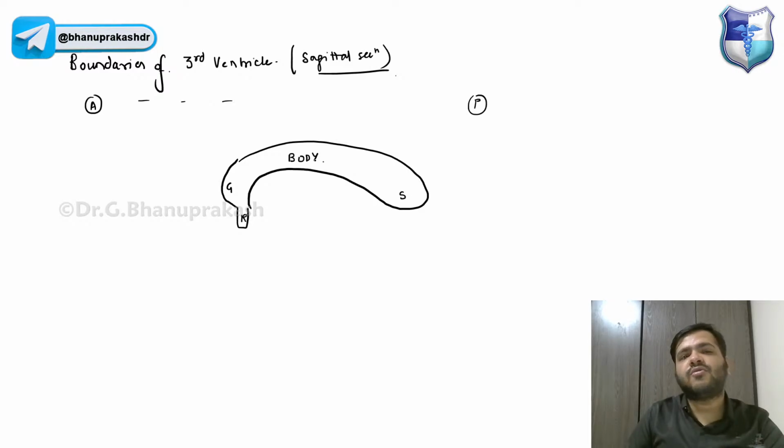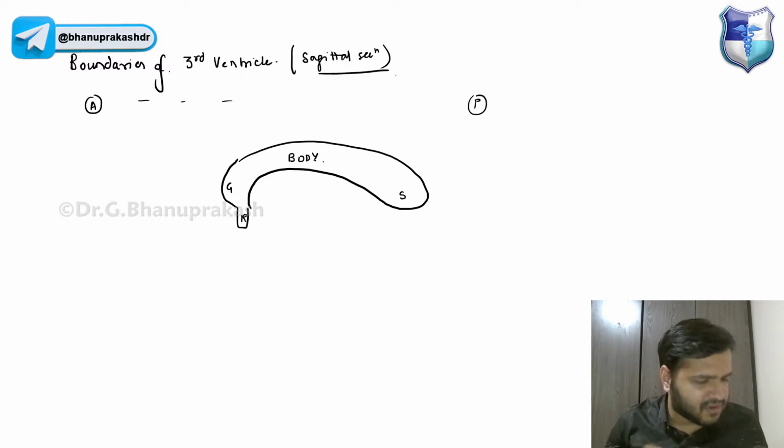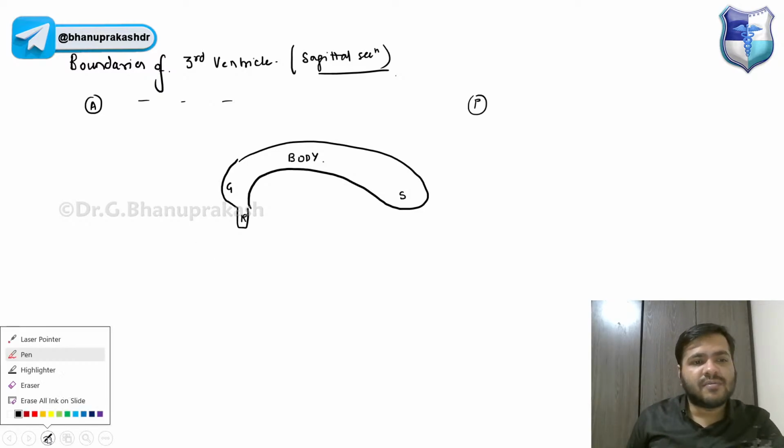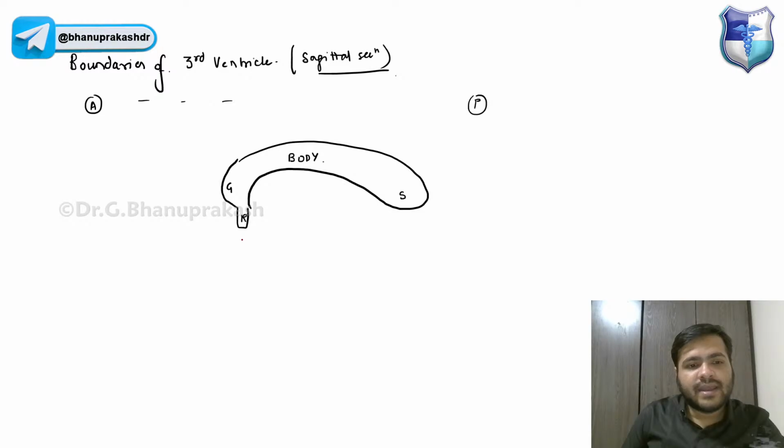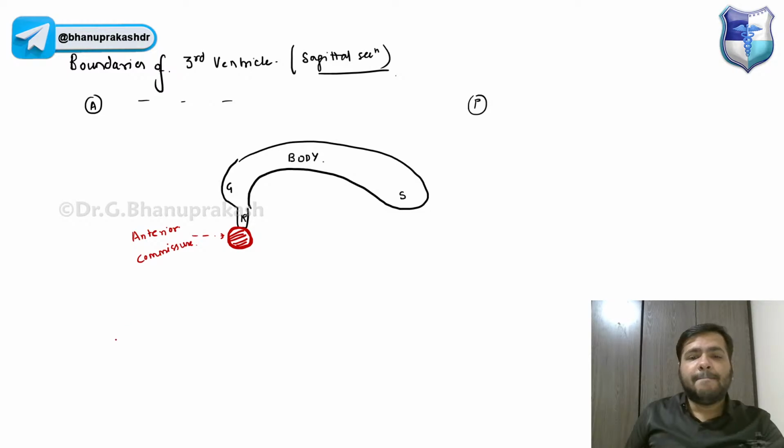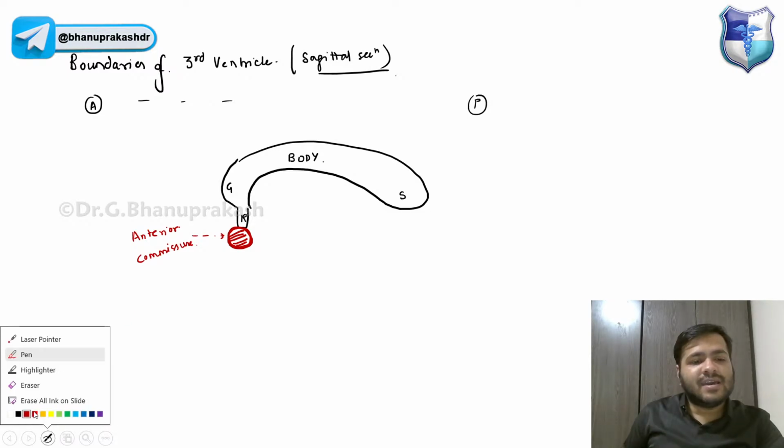We have already drawn this corpus callosum a number of times, guys, right? Now below the rostrum of the corpus callosum, guys, you will see a commissure that we discussed yesterday, and this is called the anterior commissure. Now below the anterior commissure, guys, you will see a very thin sheet of gray matter.